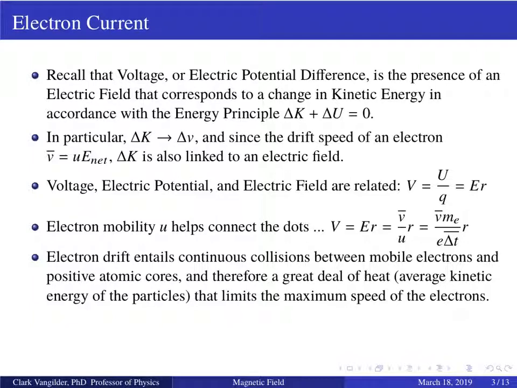So this statement, we sort of already said this, but it's worth trying to condense it here. Electron drift is dealing with a never-ending set of collisions between mobile electrons and positive atomic cores. So what is electron drift? Well, it's that. And we have a formula that accounts for that.